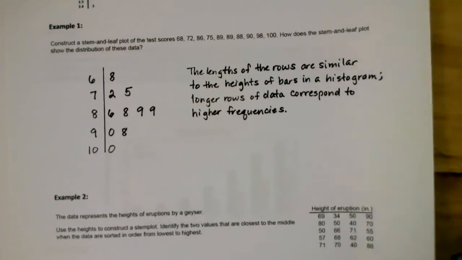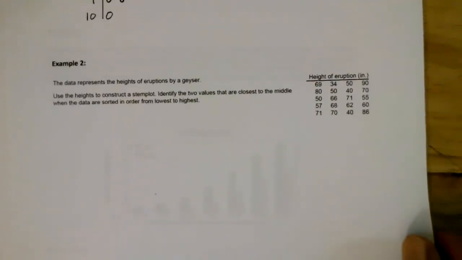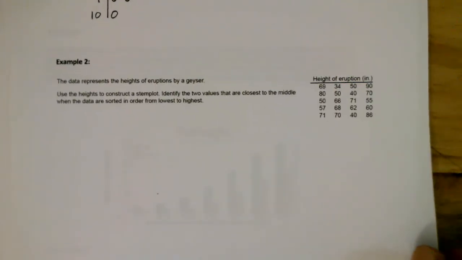Okay, now example number 2. Here we got the data representing the heights of eruptions by a geyser, and then we're going to use the heights to construct a stem plot, and identify the two values that are closest to the middle when the data are sorted in order from lowest to highest. All right, so let's construct our stem plot.